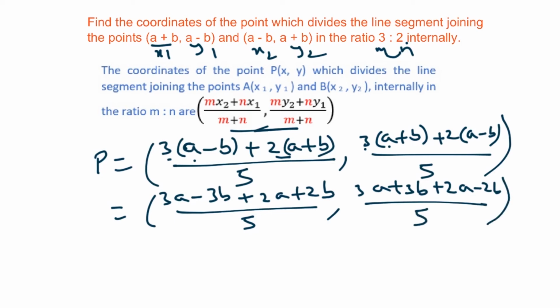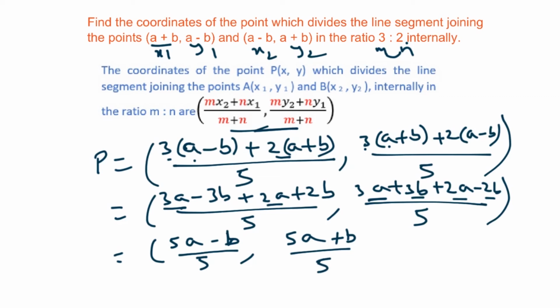So 3a plus 2a is 5a, minus 3b plus 2b is minus b, divided by 5. Now 3a plus 2a is 5a, 3b minus 2b is plus b, divided by 5. So these are the coordinates of the point P, which divides the line segment joining these points in the ratio of 3:2 internally.